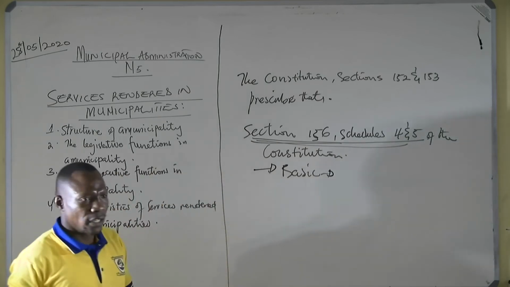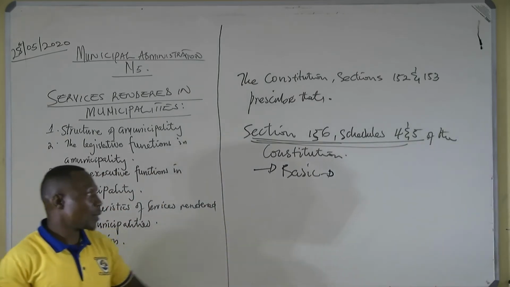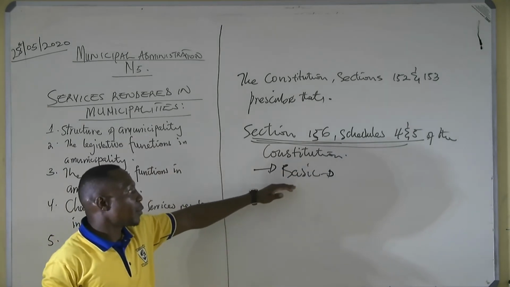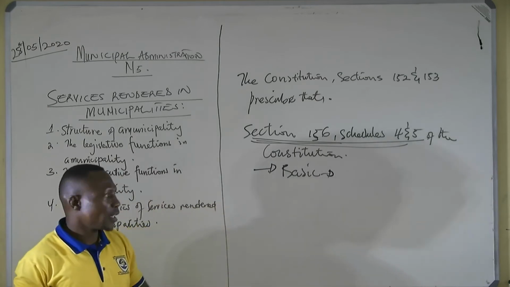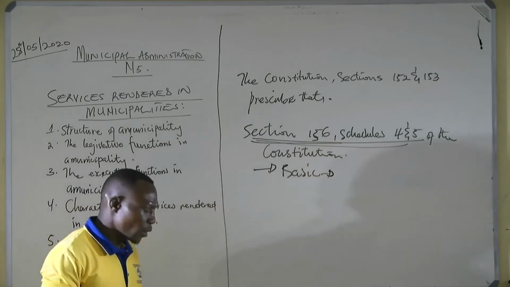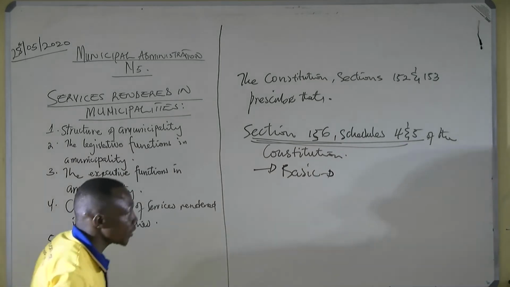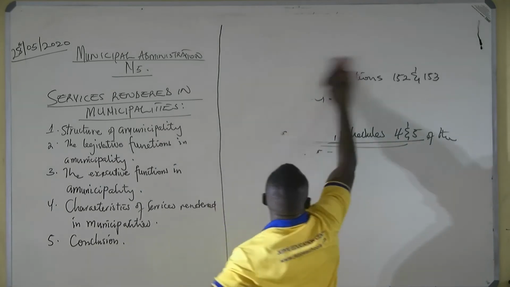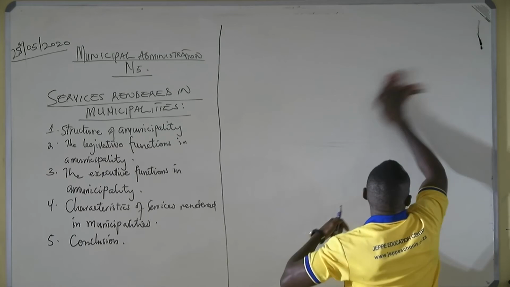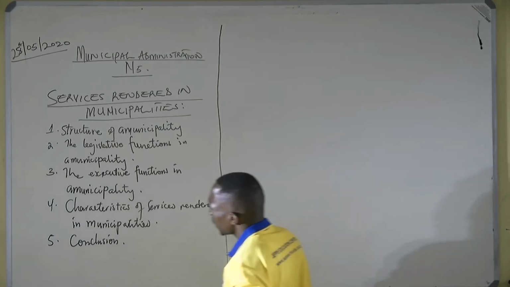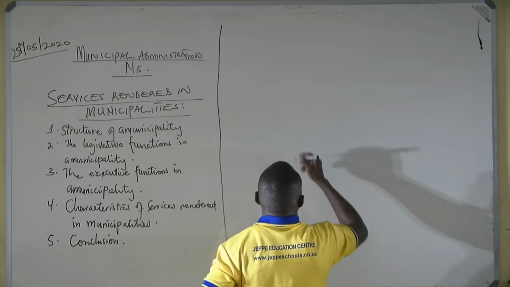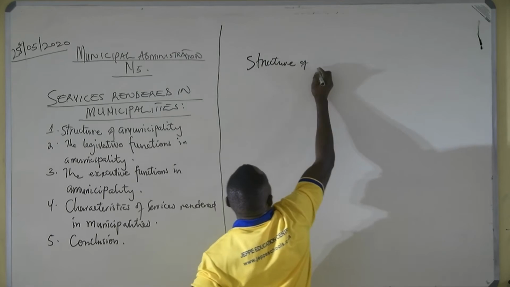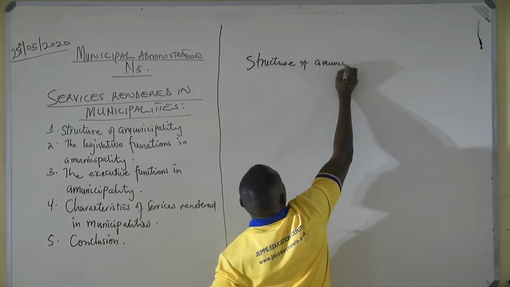Remember, basic services should be delivered and rendered to the people, especially by considering that they are acceptable and reasonable enough in terms of quality to make sure that they consider a very good life of all the people in the communities where they stay within the municipality. Now, after knowing this, let us go straight to look at the structure of a municipality in details.